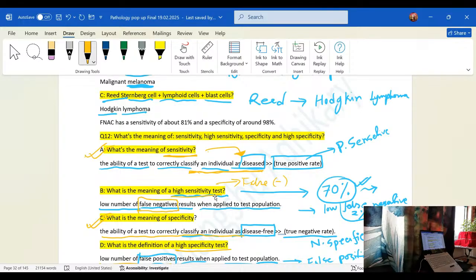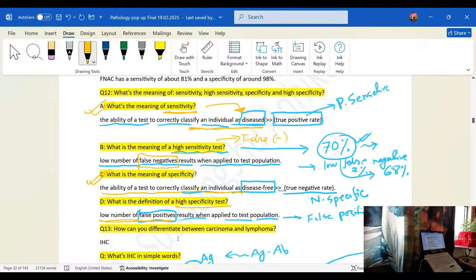Specificity is the ability of the test to correctly classify the disease-free individual. What is a high specificity test? It is the ability of the test to find out the false positive individuals in the test population.